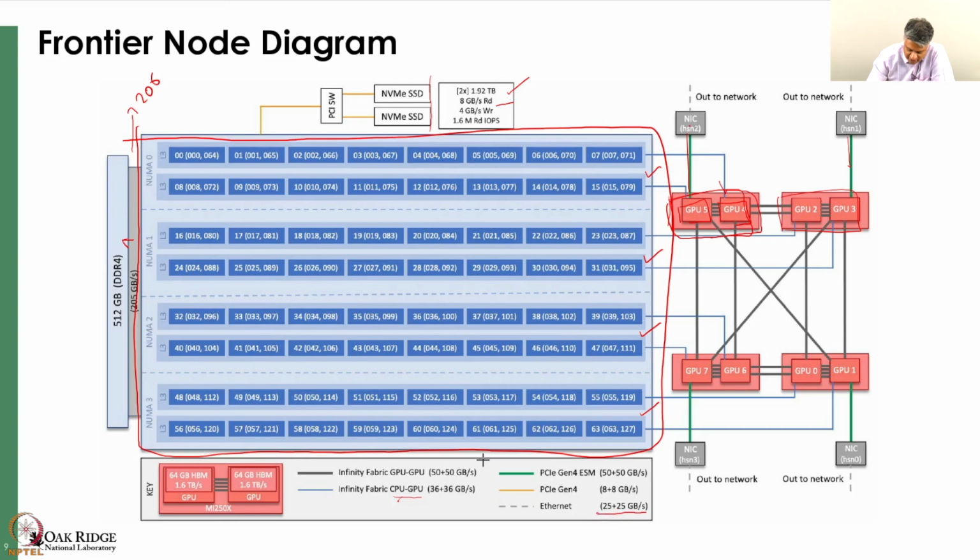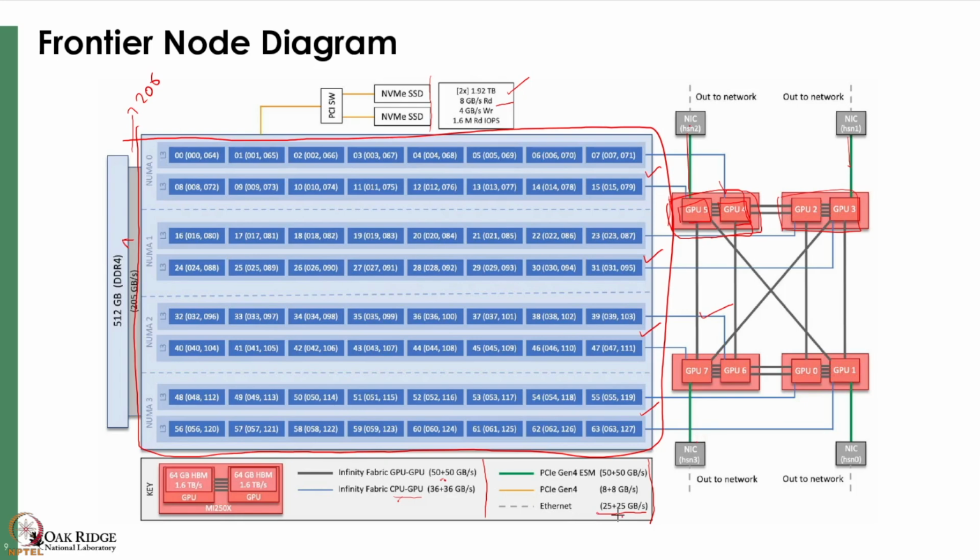So you can see the different tiers of memory speeds over here. The fastest is the GPU memory, which is at 1.6 terabytes per second. You have the infinity fabric between the 2 GPUs, which communicates at 50 plus 50 GB per second. The CPU to GPU communication over here is 36 gigabytes per second. You have the PCIe to the NIC connection, which works at 50 gigabytes per second, and finally the Ethernet, which works at 25 gigabytes per second.